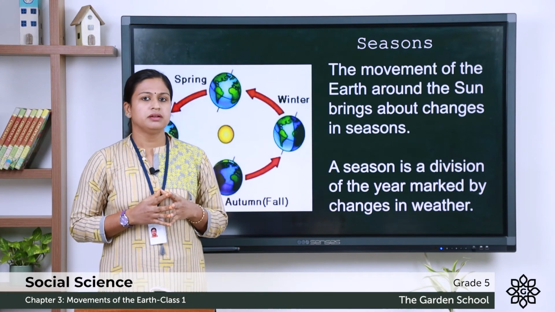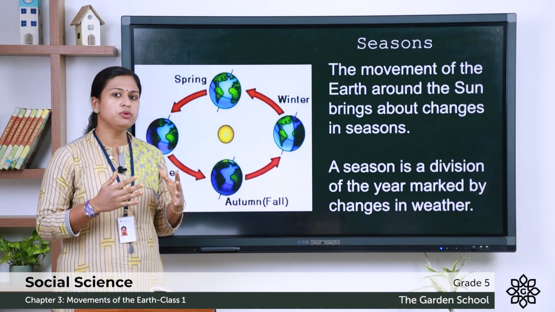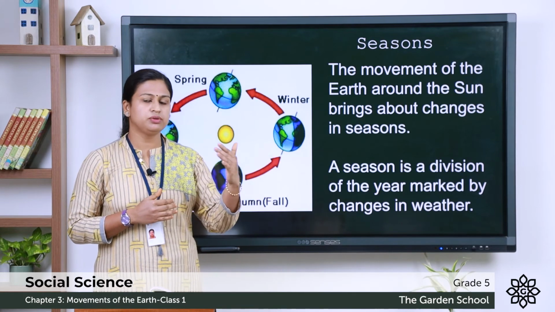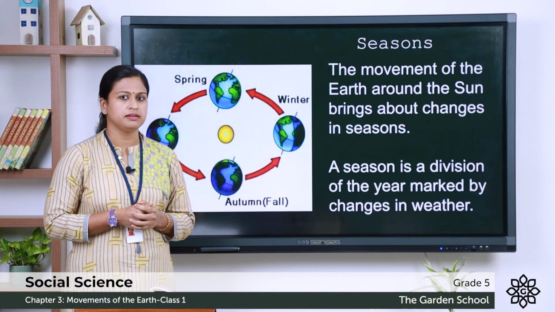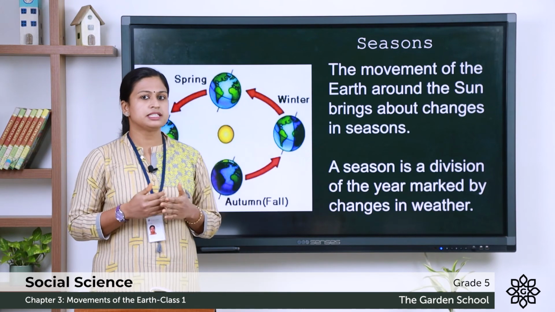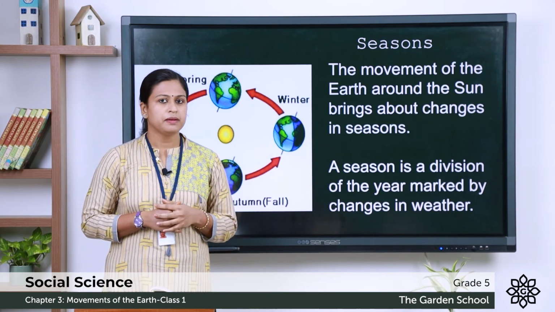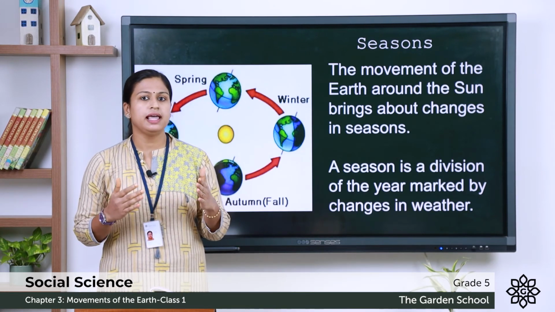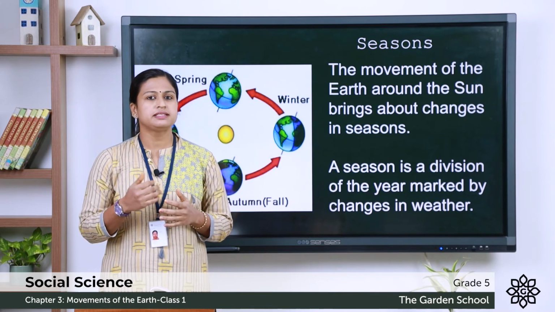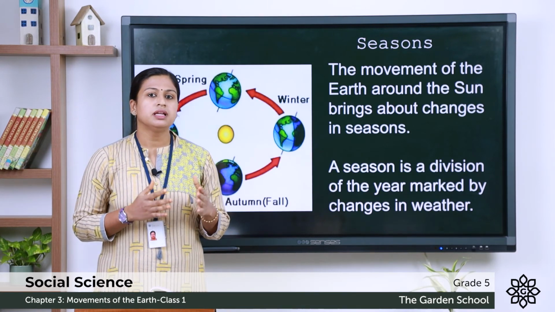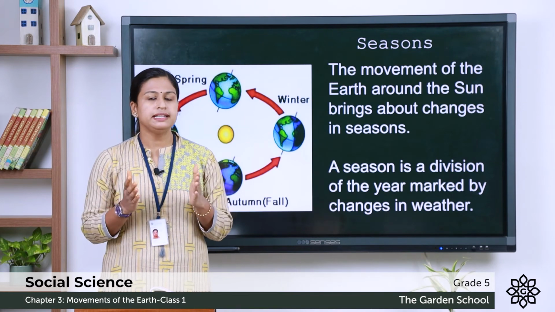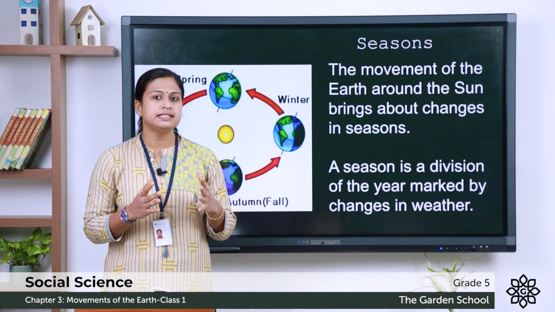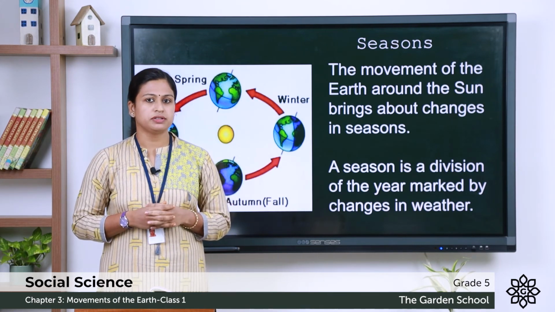There are times during the earth's revolution when the two poles are at equal distance from the sun, that is, neither towards the sun nor away from the sun. At that time we experience spring and autumn. The tilt of the earth also causes variation in the length of day and night. You must have noticed that during summer the days are long and nights are short, and during winter the nights are long and days are short.